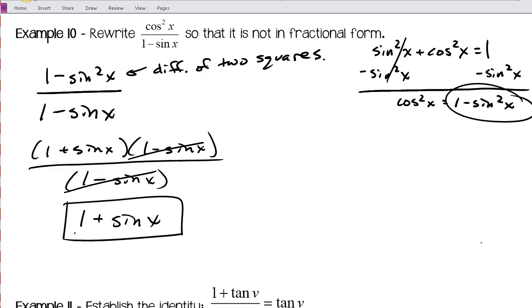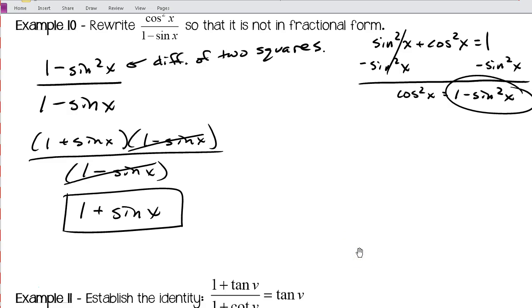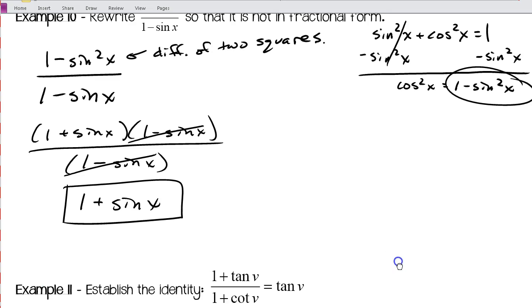There are other ways you could do this problem that take a little bit more effort. For example, you could multiply by the conjugate and eventually you'll get the same answer. So usually there's more than one way to do a problem, and one way may be easier than another.